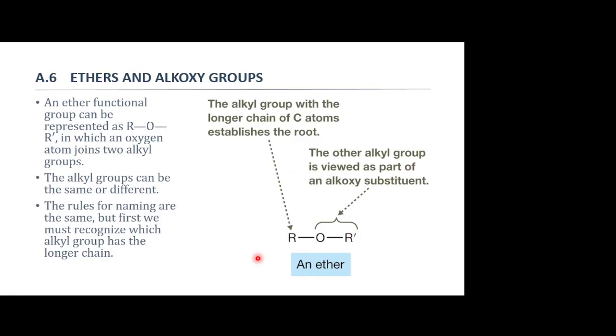The rules for naming are going to be the same, but first we have to recognize which alkyl group has the longer chain because that's going to end up being our parent chain, right? And so that's going to be very important. So you need to make sure you recognize which one is your parent chain. Now, the alkyl group, the longer chain of carbon atoms, that's going to be your root or parent, and that's what you're going to name based off of. You may recognize that realistically, the IUPAC naming is always the same in all of these cases where you have to find the root first, right? Once you have the root, you can add stuff to it.